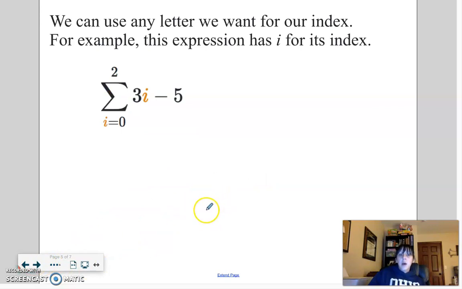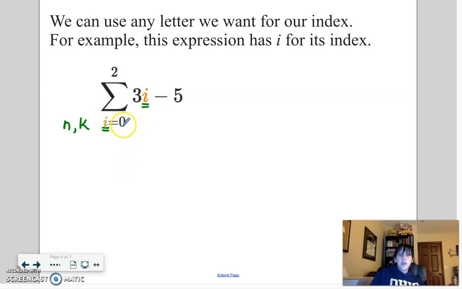Okay, another factoid, we can use any letter we want for our index. So I told you a little bit before, sometimes you see N a lot. Sometimes you see K. I is sometimes a letter that's chosen. It can be any letter that you want, usually a lowercase letter, but it could technically be any letter that you want to use. You just need to be consistent. So if you're going to use I in this spot, then your equation needs to have I's in it as well.